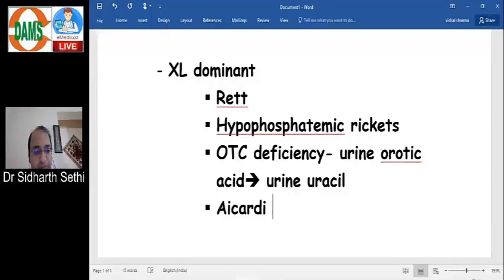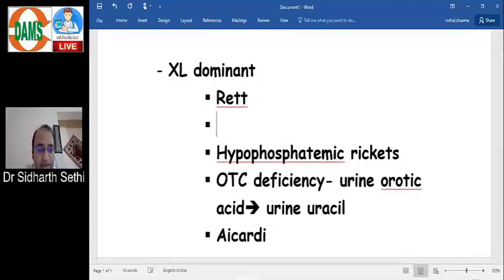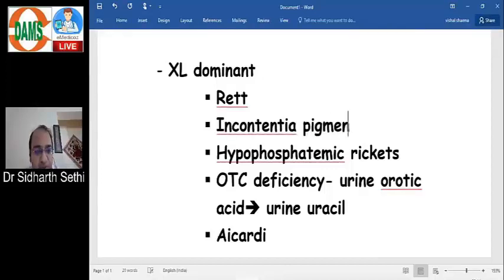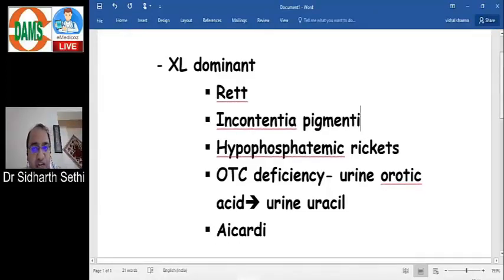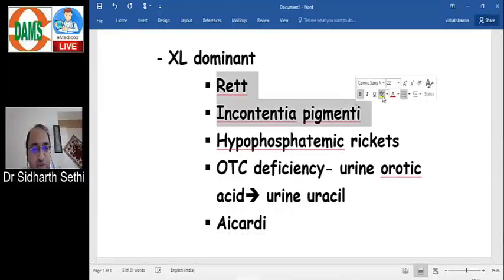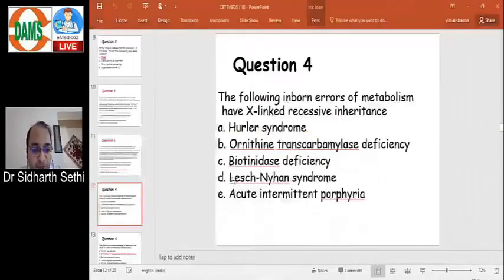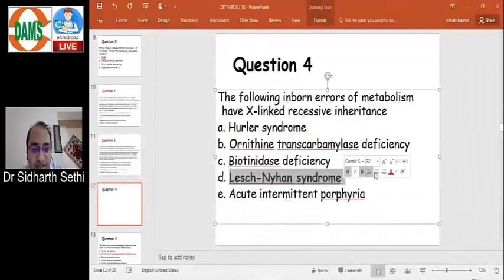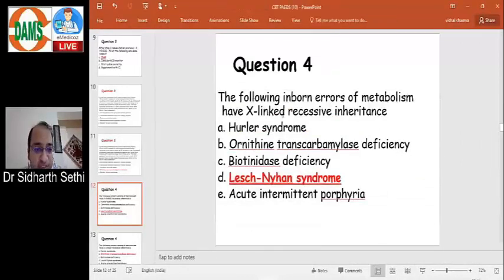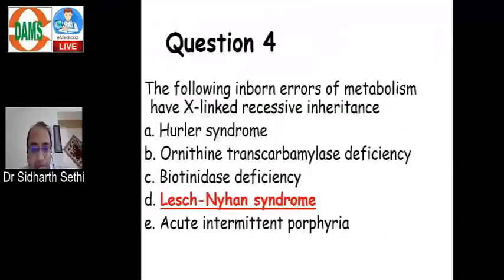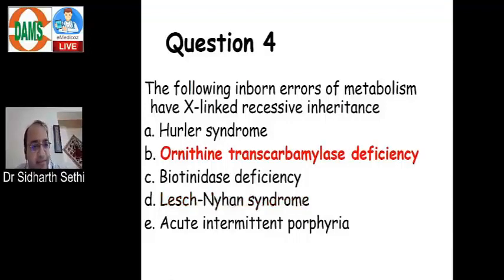Another syndrome, Aicardi syndrome, is also X-linked dominant. All of these disorders are severe in males. And remember, the first two disorders, Rett's and incontinentia pigmenti, are so severe in males that these two syndromes are lethal in male fetuses. Only females are born. Males die in utero. So the answer to this question would be Lesch-Nyhan syndrome, which is X-linked recessive. The question was about an X-linked recessive disorder. Remember, Hurler is autosomal recessive and Hunter is X-linked recessive.